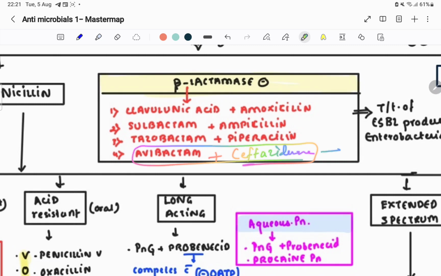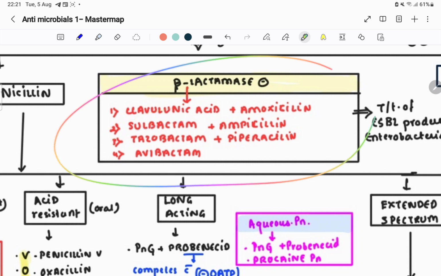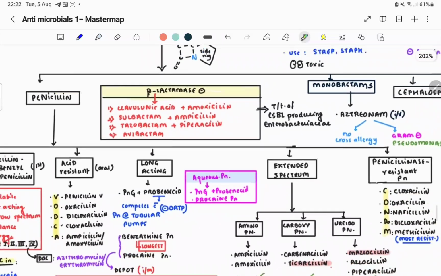Avibactam plus ceftazidime is used in treatment of NDM superbug. Remember, NDM superbug, avibactam plus ceftazidime. Amoxiclav is a common combination, amoxicillin clavulanic acid, very rampantly used. Sulbactam, ampicillin, tazobactam, piperacillin. So they can ask you these combinations as well, right?